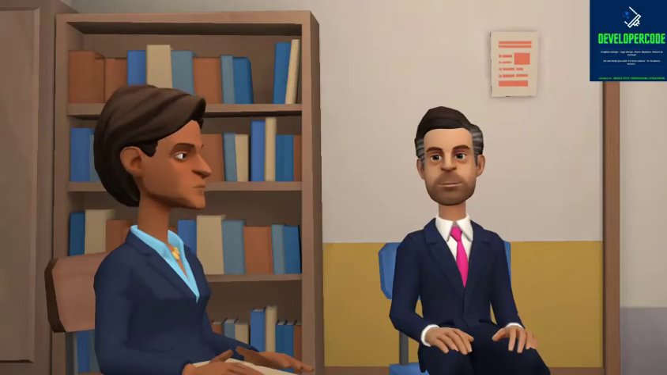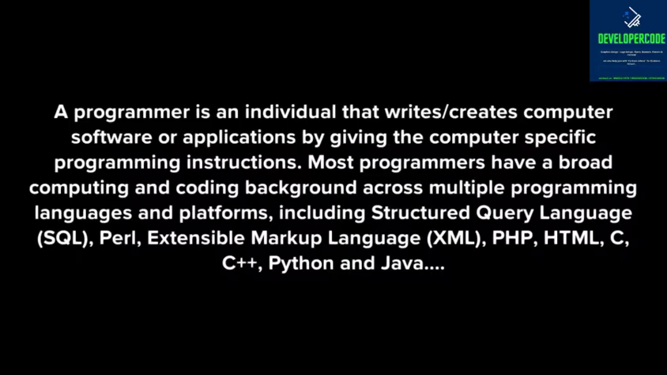Who is a programmer? A programmer is an individual that writes or creates computer software or applications by giving the computer specific programming instructions. Most programmers have a broad computing and coding background across multiple programming languages and platforms, including structured query language (SQL), Perl, extensible markup language (XML), PHP, HTML, C, C++, Python and Java.